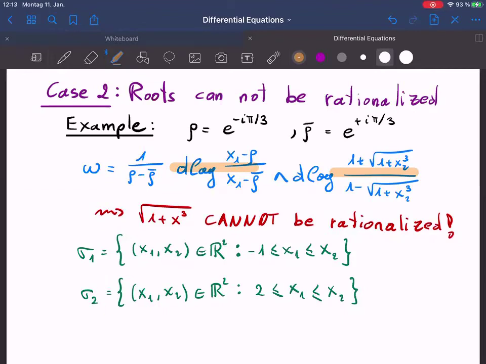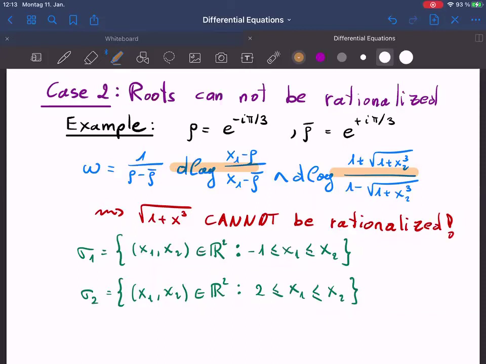And so this is an example of something where the root cannot be rationalized. Then you have these rho and rho bar, they're just third roots of unity. Why those? Well, that is because the example that we're going to construct now, I think it's the only example we know where things happen the way they're going to happen now.